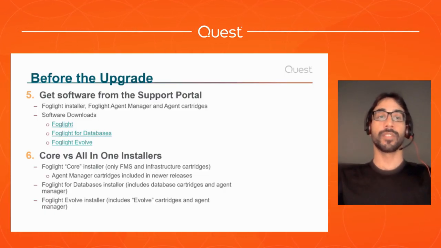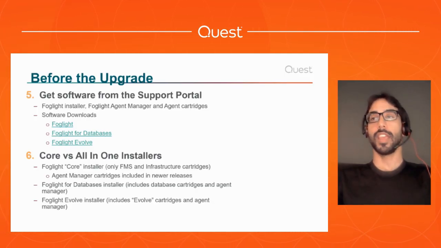The Foglight Evolve installer includes all the cartridges from the Evolve product line, and this would be the one to use when upgrading a Foglight Evolve environment, as the cartridges are not available individually. Something to know here is that in some cases, like when a hotfix version of the installer is prepared to address specific issues for core components, an all-in-one installer for the most recent release may not be available.